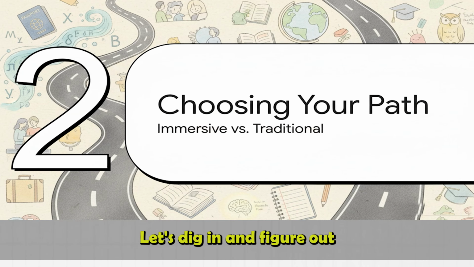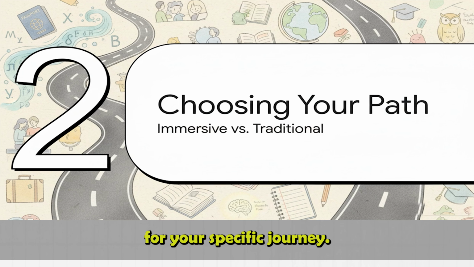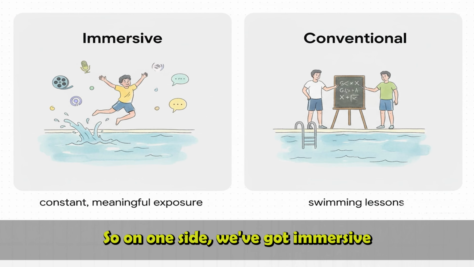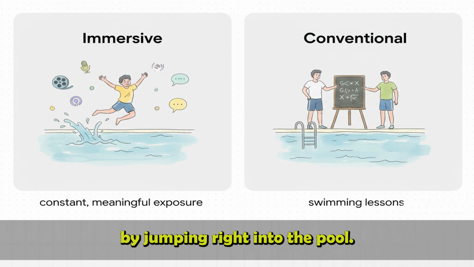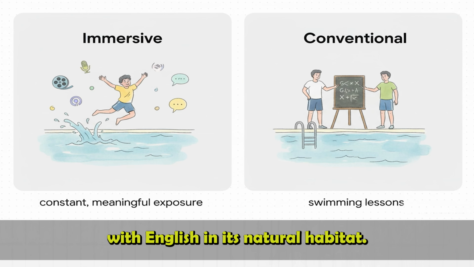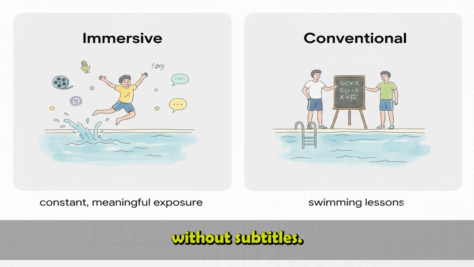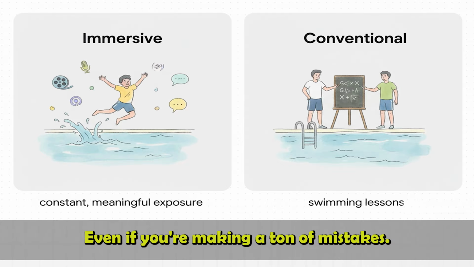Let's dig in and figure out which one of these, or maybe a combination of both, is the right choice for your specific journey. So on one side, we've got immersive learning. The best way to think about this is like learning to swim by jumping right into the pool. It's all about surrounding yourself with English in its natural habitat. We're talking about watching movies without subtitles, listening to English podcasts on your commute, changing your phone's language to English, just trying to speak and communicate even if you're making a ton of mistakes.